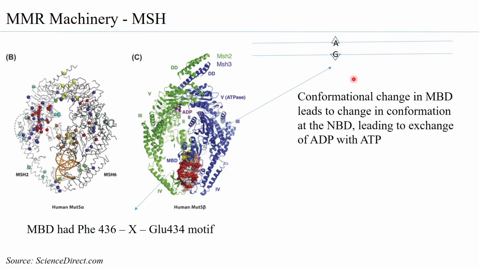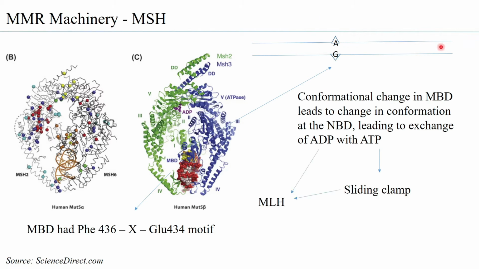So having done so, what is observed is that there is a conformational change in the mismatch binding domain because of the interaction of the motif with the mismatch. That conformational change radiates to domain 5, and domain 5 is nothing but the nucleotide binding domain. So there is an exchange of ADP with ATP, a nucleotide switch, and the moment that happens, the conformation of the MutS homolog becomes such that it becomes a sliding clamp.